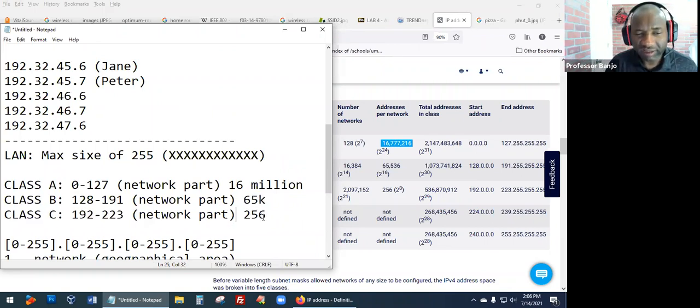Now, if you're in class C, that is the smallest size, right? Class C, 256. Most of us fall into class C. Your home network is probably class C. Class C is 192 all the way to 223.